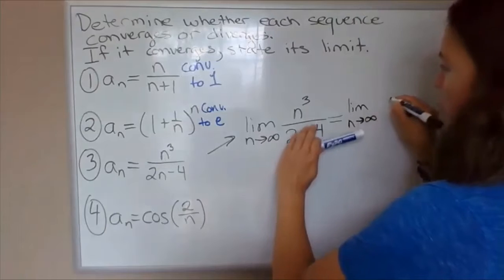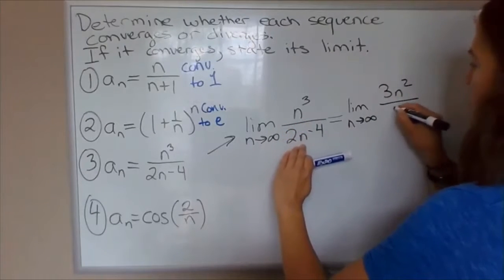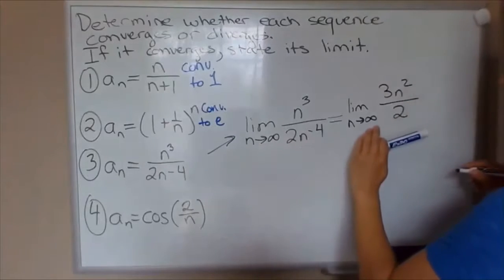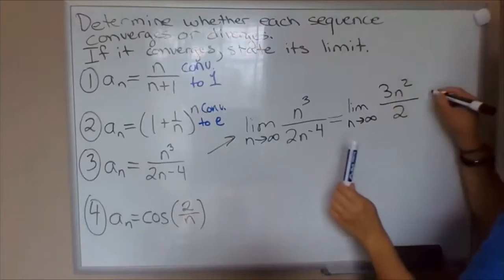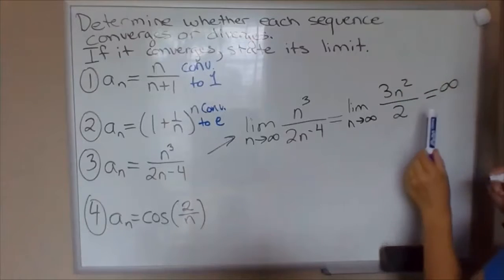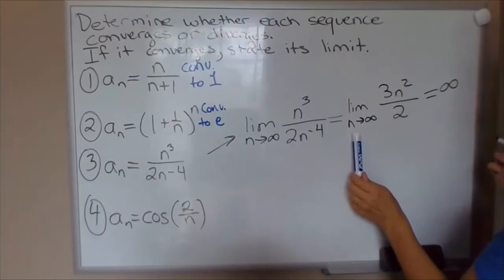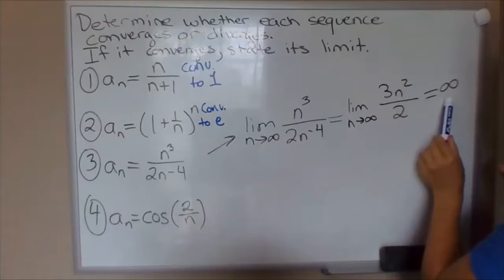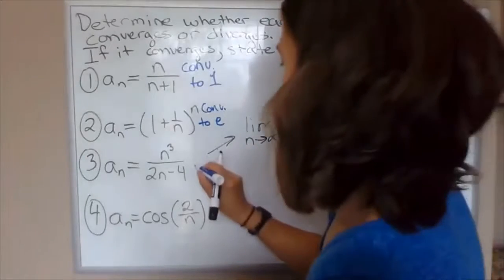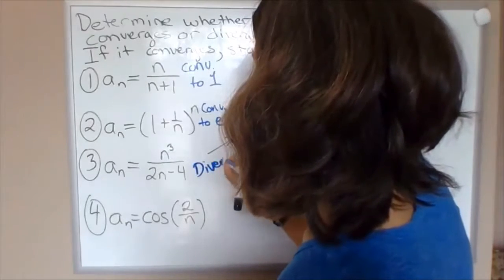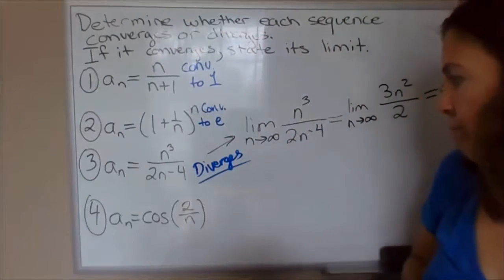So the limit as n approaches infinity: the derivative of the top is 3n squared, and the derivative of the bottom is just 2. As n approaches infinity, this is just 3 halves times infinity. It's just increasing without bound. This is going to infinity. So remember, when a limit is equal to infinity, we're really saying that the limit doesn't exist. It's not approaching some finite number. It's just increasing without bound. So this limit diverges, which means this sequence, number 3, diverges. The limit of the terms does not approach some finite number.